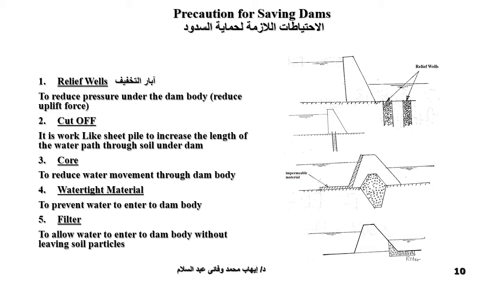Precautions for saving dams. Relief wells to reduce pressure under the dam body; this means reducing uplift force. Cutoff works like a sheet pile to increase the length of the water path through the soil under the dam. Core to reduce water movement through the dam body. Watertight material to prevent water from entering the dam body. A filter to allow water to enter the dam body without leaving soil particles.